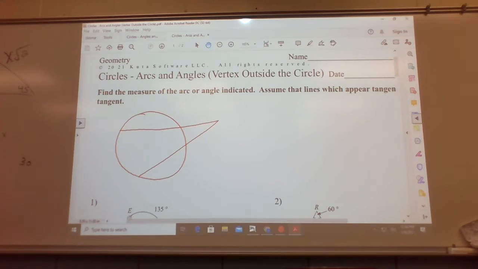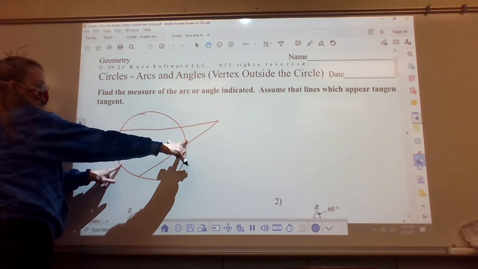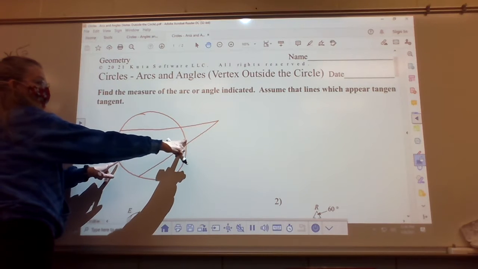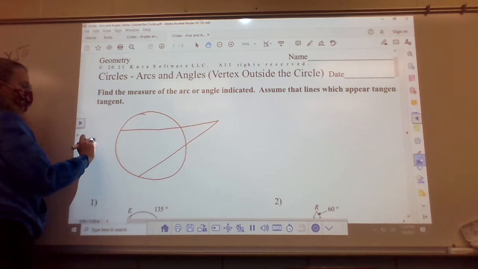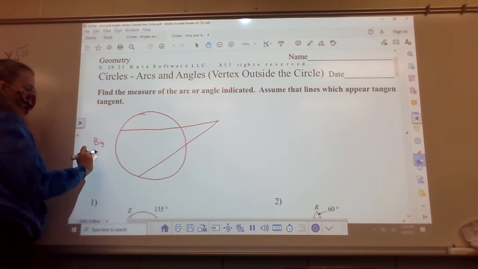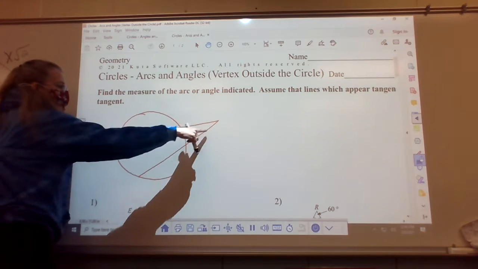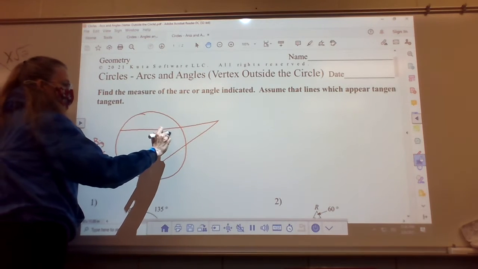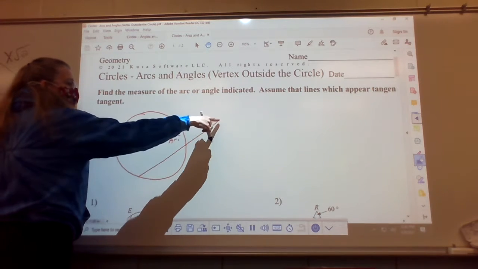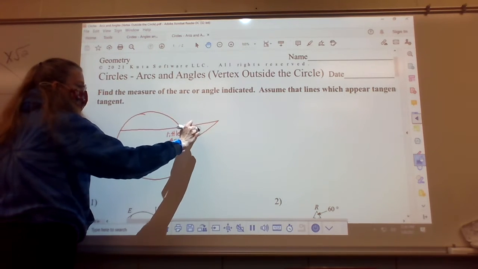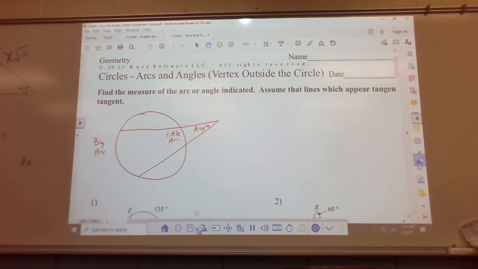Now we're going to label a couple of things again. I've got two different arcs, and this time I have to actually know which one's which. So this guy will always be the bigger one. So this is big arc. This one inside the angle is going to be little arc. And then, of course, the angle is the angle. So that's how we're going to label.